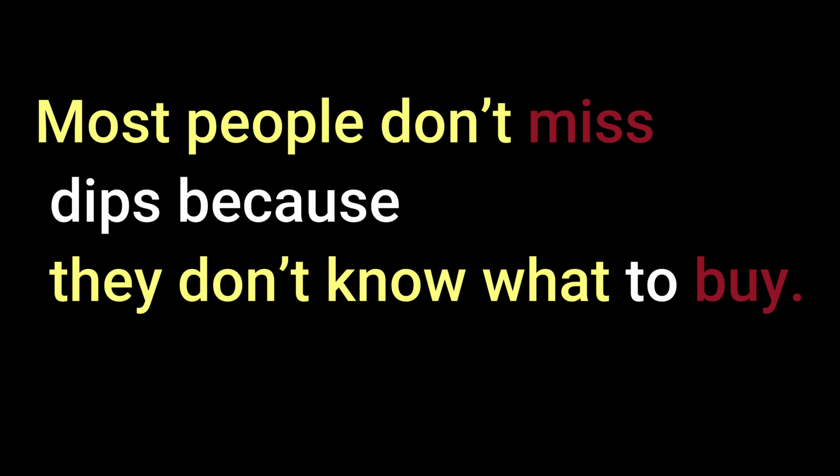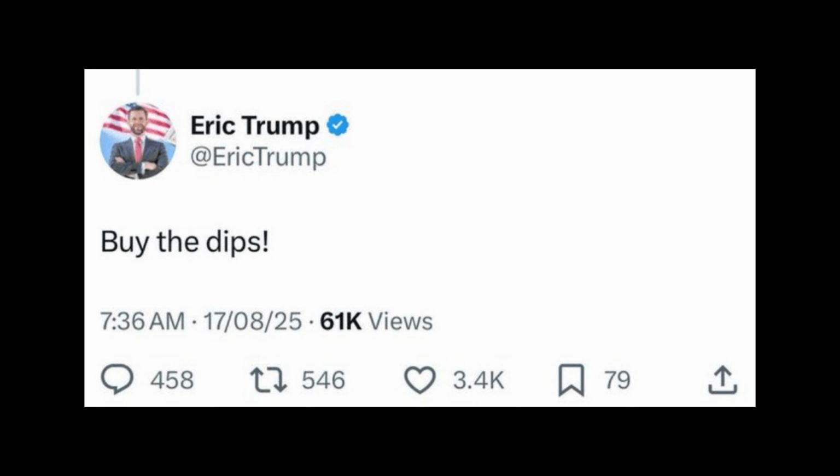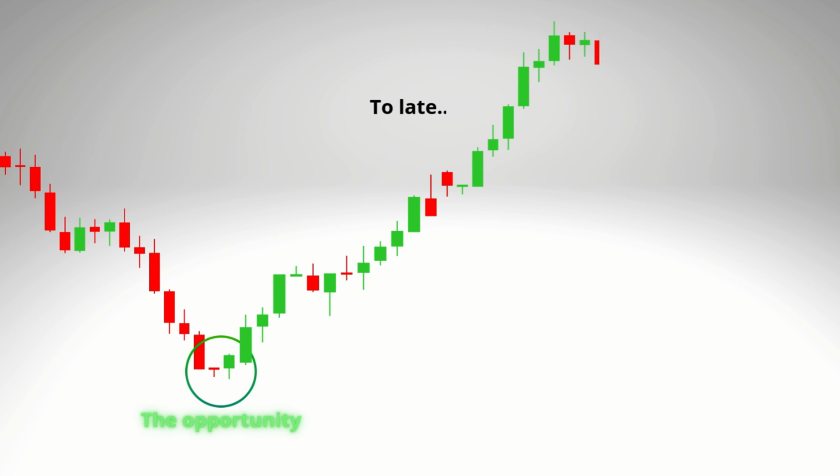Most people don't miss dips because they don't know what to buy. They miss them because they overthink when to buy. They wait for perfect confirmation. One more indicator, one more trend, one more reason to wait. And by the time everything finally feels safe, the dip opportunity is gone.